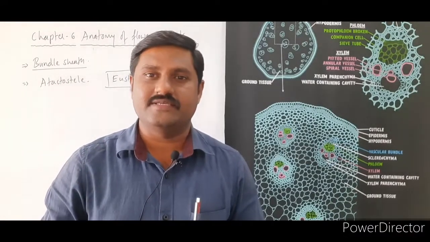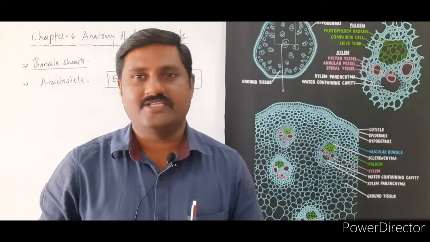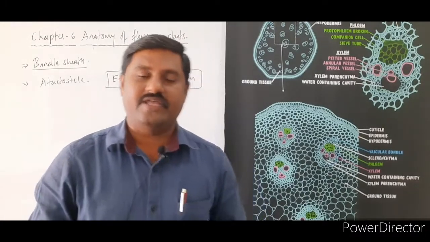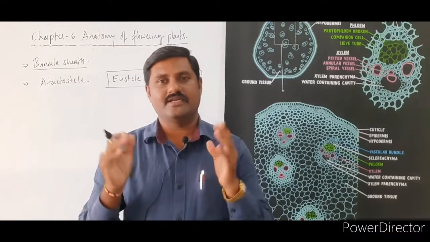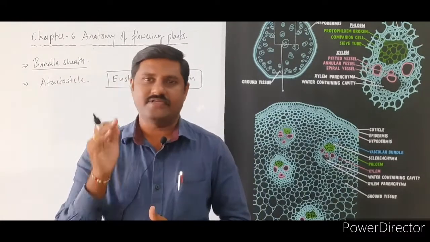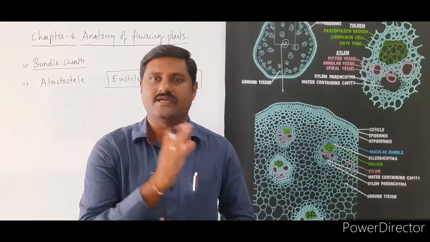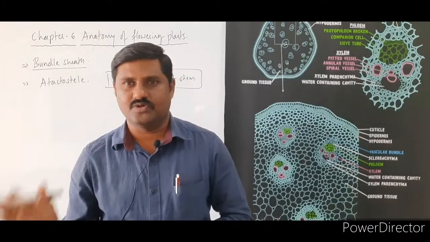So next is dicot leaf as well as monocot leaf. Whenever we take the section of the leaves, what are the internal structures that we find? That is nothing but the anatomy of dicot as well as monocot leaf.